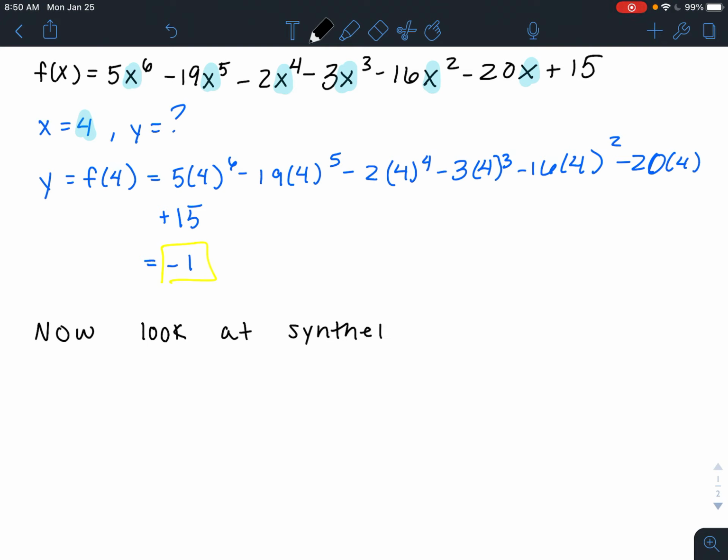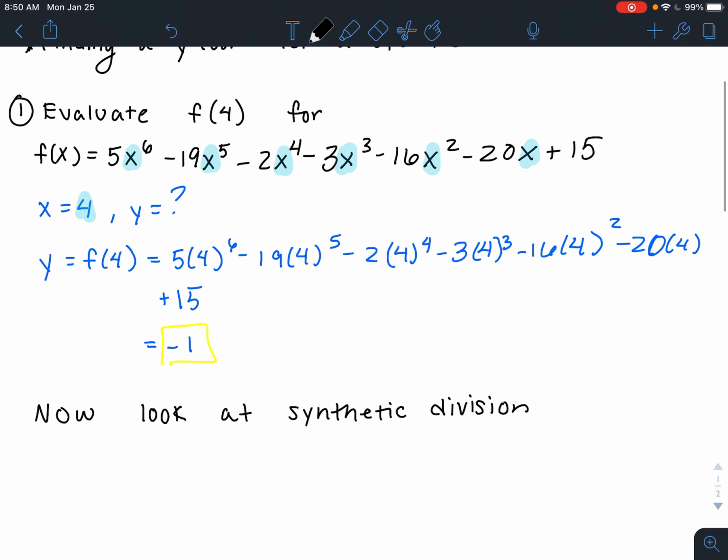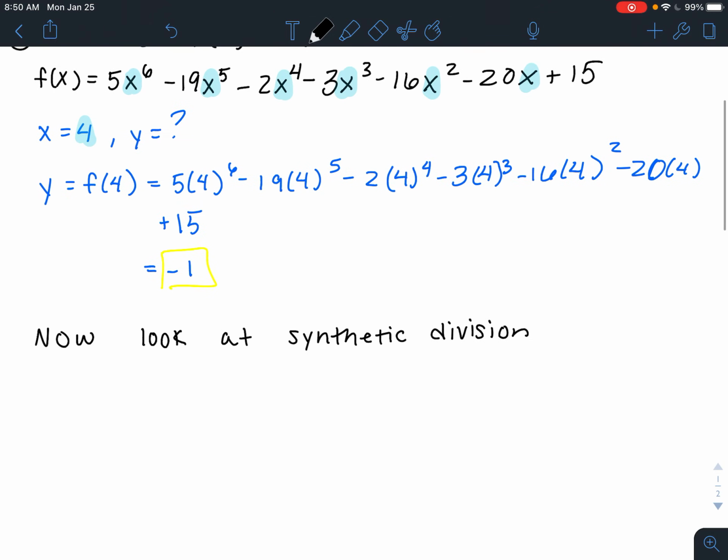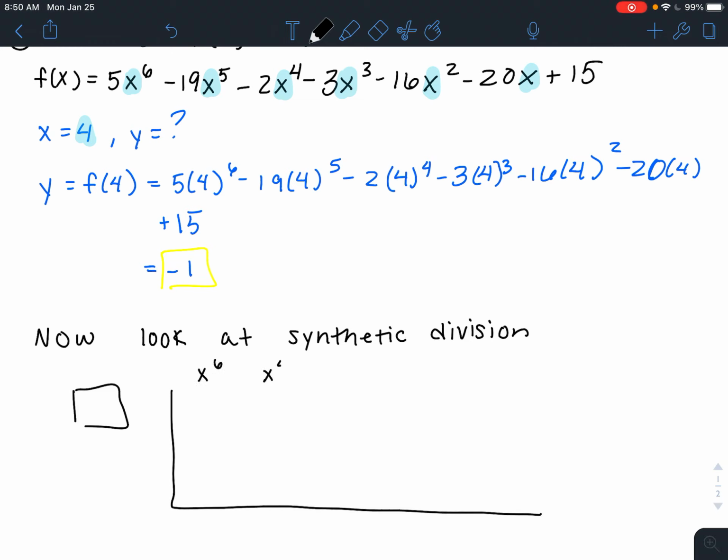Let's look at some synthetic division. You've done a lot of synthetic division problems if you're this far in Algebra 2, so you're probably really good at this. I'm going to set up my box and my table, and I start with x to the 6th. This is a longer synthetic division problem than you might have done.